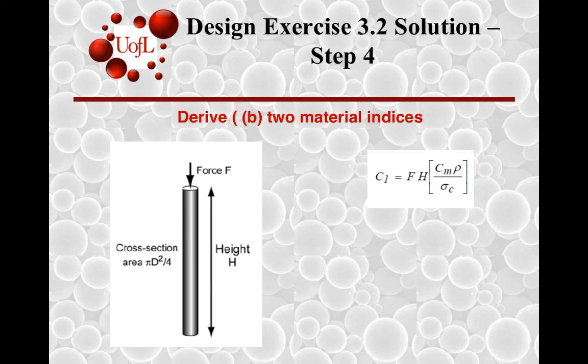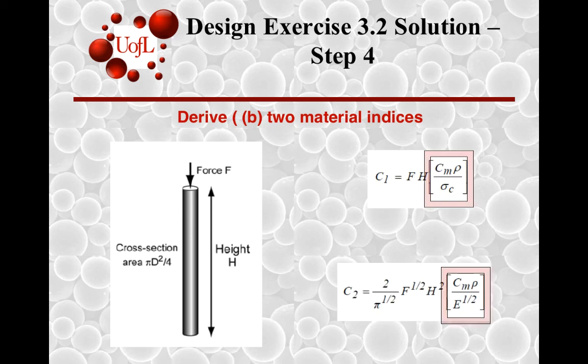So we have gone ahead and derived the two material indices, and we have composed the two performance equations. We would like to get to the point where if these two indices were the same, okay, Cm rho by sigma c and the other one, for the costs of these two based on the two constraints to be the same, if you can set C1 equal to C2, you will get an equation that begins to relate when these two costs are the same.